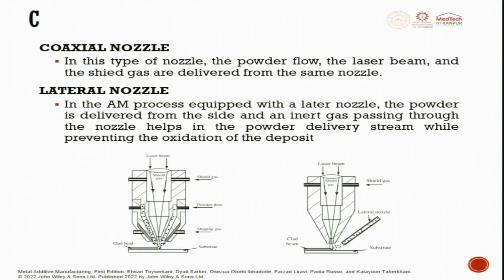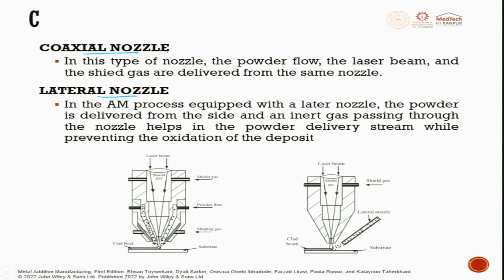So, coaxial nozzle and lateral nozzle. Coaxial nozzle means the powder flow, the laser beam and the shielding gas are delivered from the same nozzle. So, you will have powder flow, laser beam, gas. All three are in the same axis and they are all given through a single nozzle. So, those nozzles are called coaxial nozzles.